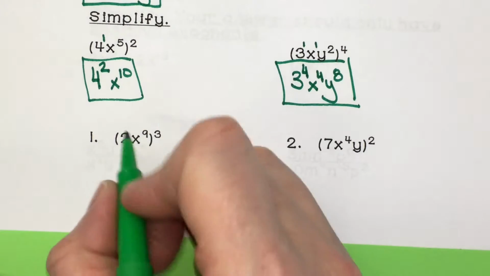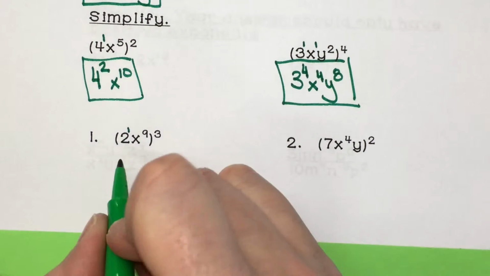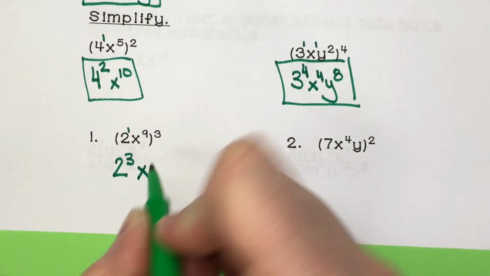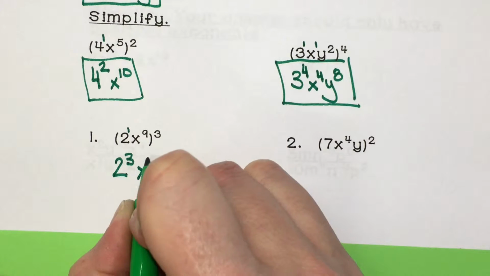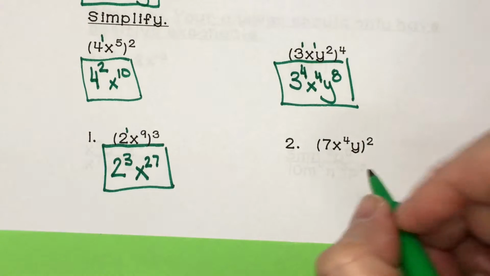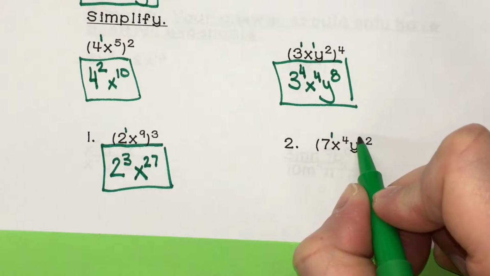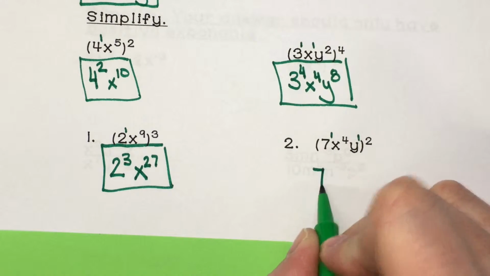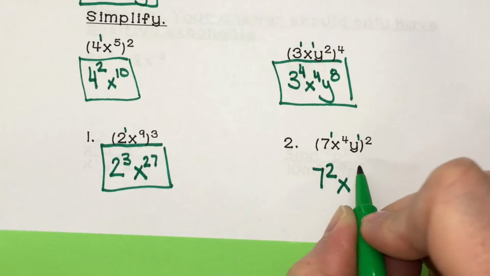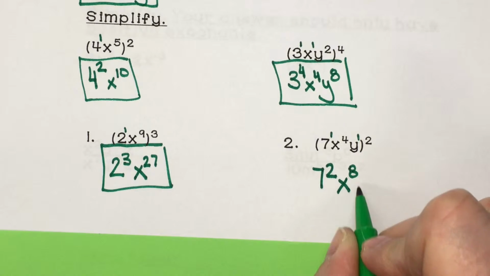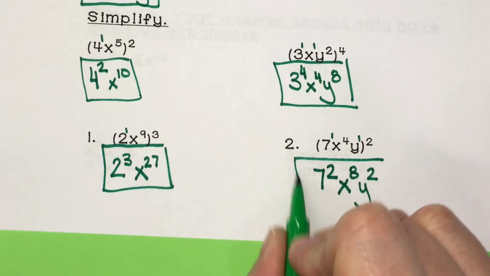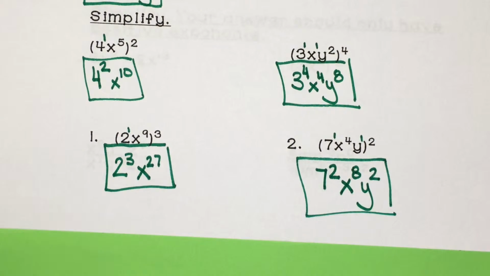All right, this one, raise 2 to the power of 1. So we have 2 to the power of 1 times 3 is 3. X to the power of 9 times 3 is 27. All right, here I'm going to raise 7 to the power of 1 and y to the power of 1. So we have 7 to the power of 1 times 2 is 2. X to the power of 4 times 2 is 8. And y to the power of 1 times 2 is 2. Hopefully you got those answers.